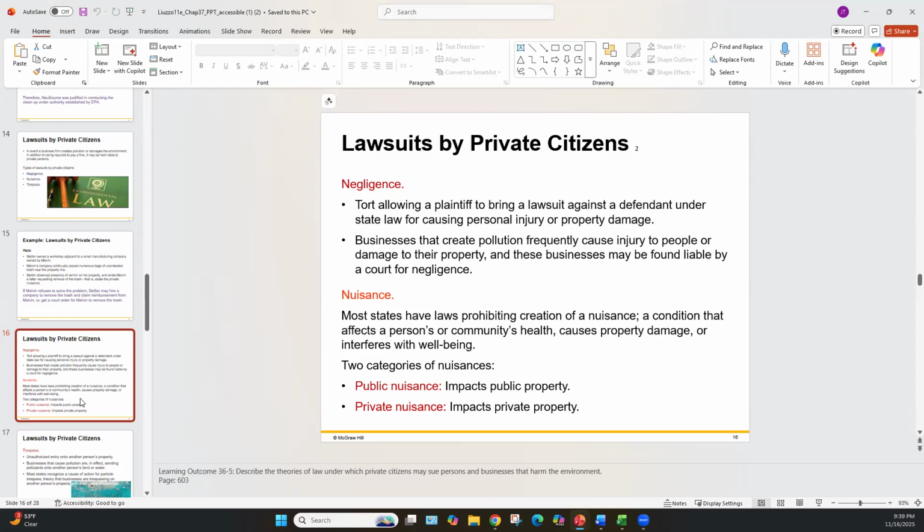Two categories of nuisances: public nuisance impacts public property, and of course, private nuisance impacts private property. That'd be like our homes. Public property would be like the park or something of that nature.